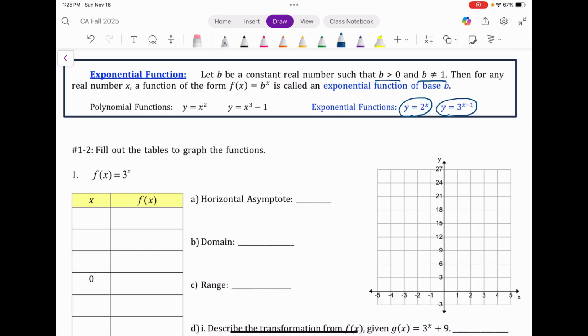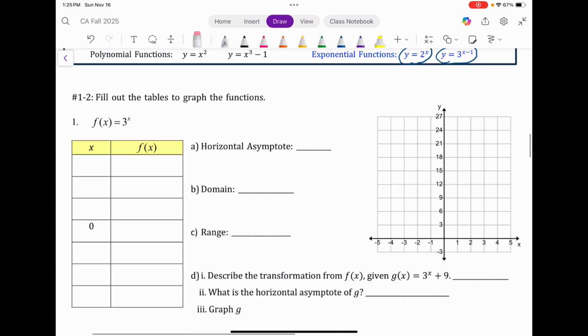Okay, where in the previous chapter, we were kind of doing the opposite. We had a variable base raised to a constant power. Okay, so those are examples of polynomial functions. Okay, so we're focused on exponential functions.